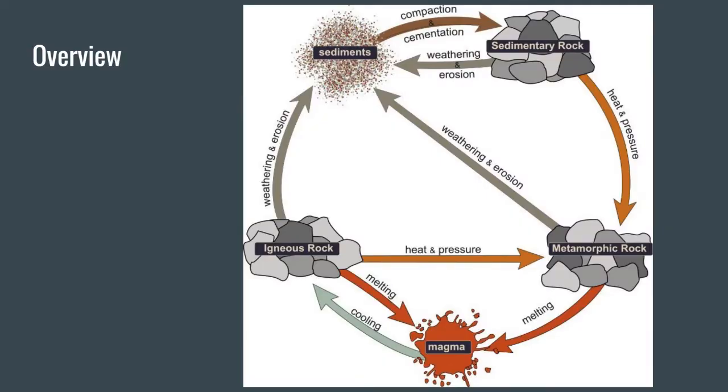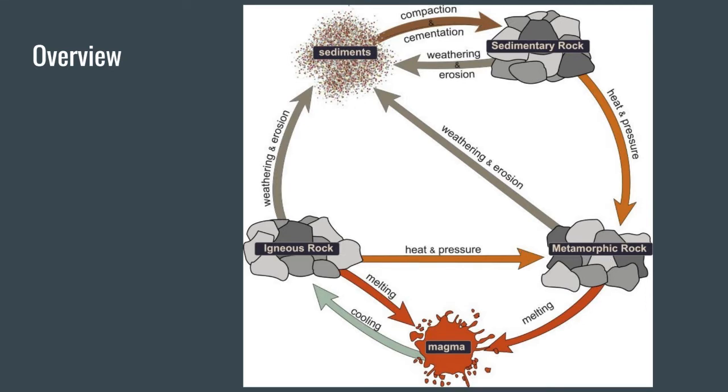So here's a general overview of the rock cycle, beginning with sediments, which form when any type of rock weathers and erodes. Sediments can undergo compaction and sedimentation to become sedimentary rocks, and these sedimentary rocks can undergo heat and pressure to become metamorphic rocks, which can melt to form magma, and when magma cools, it can form igneous rocks, and igneous rocks can melt into magma or undergo heat and pressure to become metamorphic rocks.